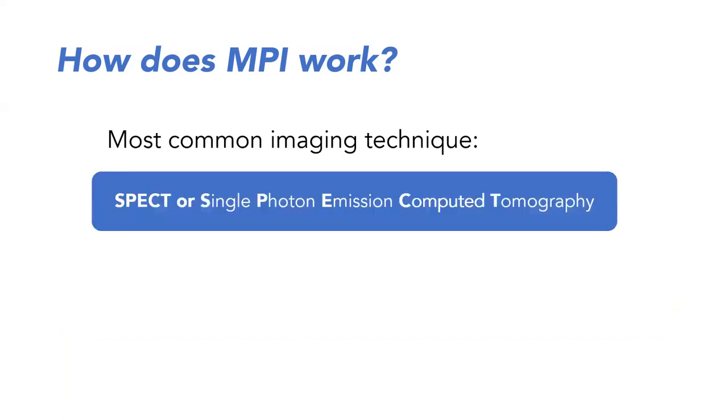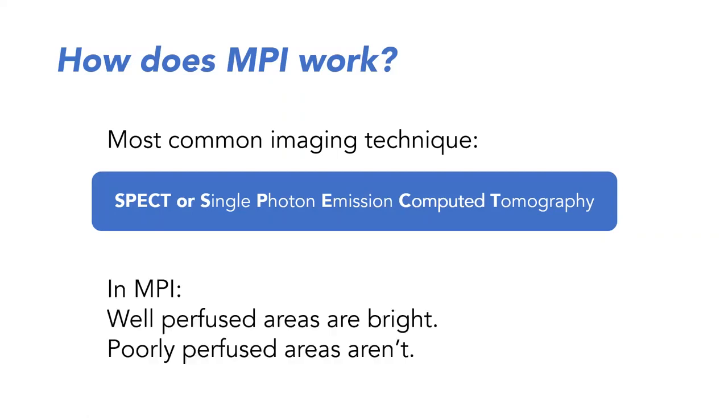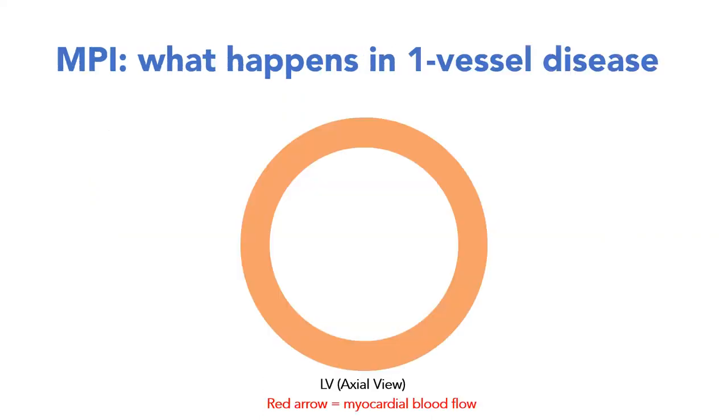The most common way to obtain images in MPI is using something called SPECT, or single photon emission computed tomography. To understand what you're seeing when you look at MPI images, just remember that well-perfused areas will look bright and poorly perfused areas won't. So MPI images will look like this, where you'll see axial slices of the left ventricle. They look like an orange donut that, again, will look brighter the better perfused the myocardium is.